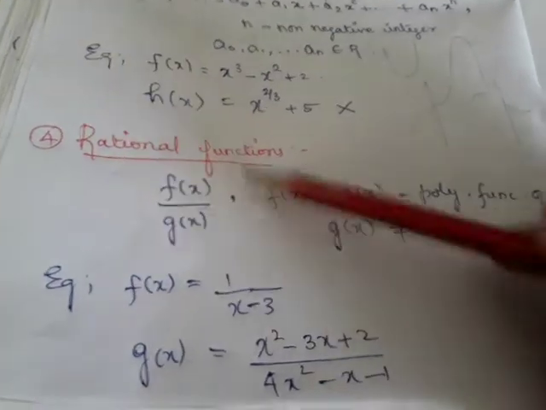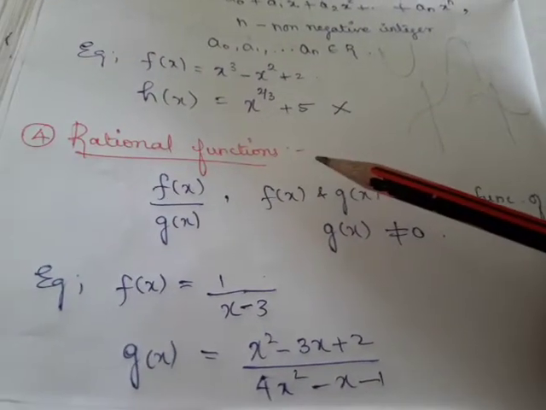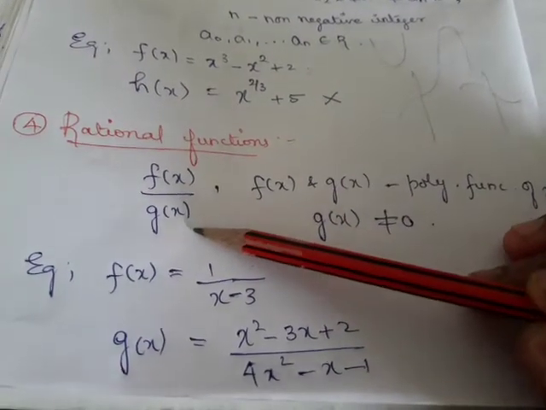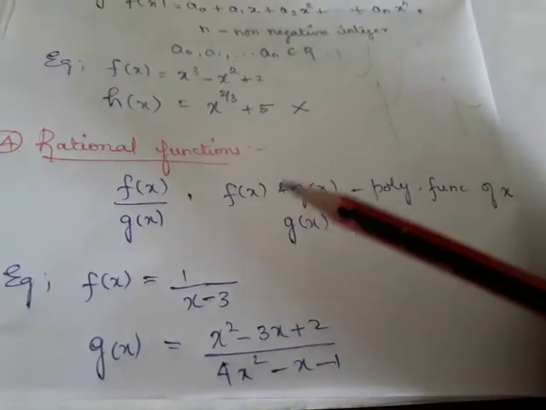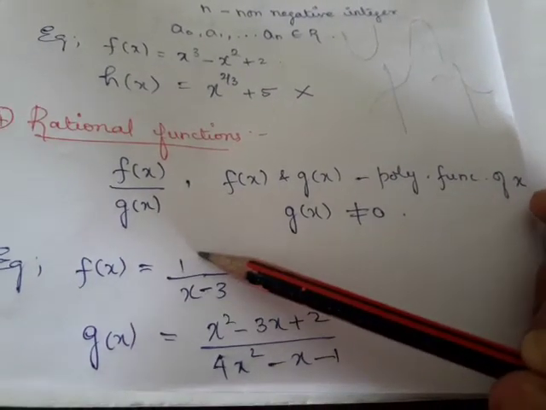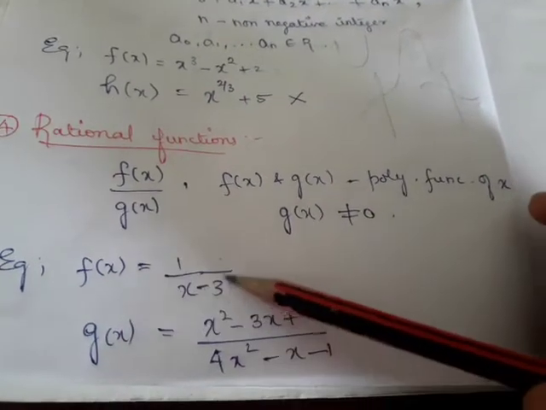If we have such a kind of function, then we will call it a rational function. See, f of x divided by g of x. We have given a few examples. f of x equals 1 by x minus 3, where 1 is a constant function here and x minus 3 is a polynomial function.